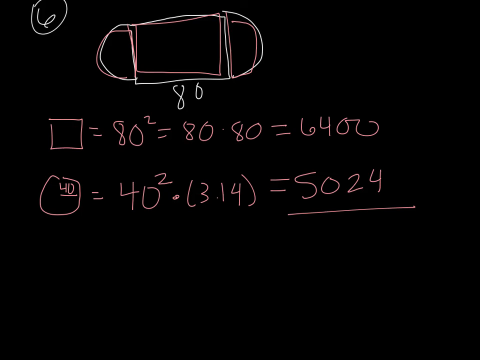5,024. It says round to the nearest tenth. However, I don't need to round to the nearest tenth because I don't have any decimals here. So my answer, if this was the same type of question that you had, would be 11,424 square feet. That's a lot of feet.